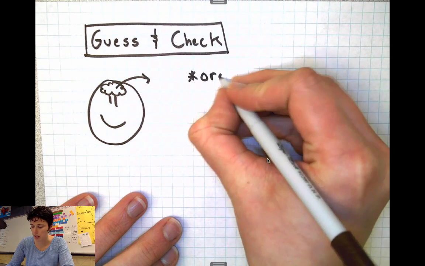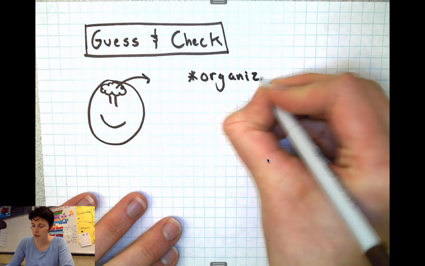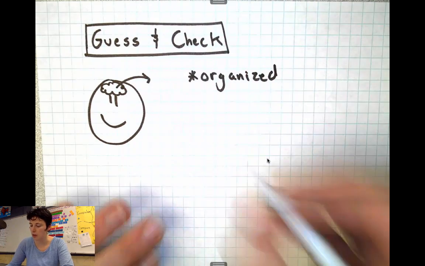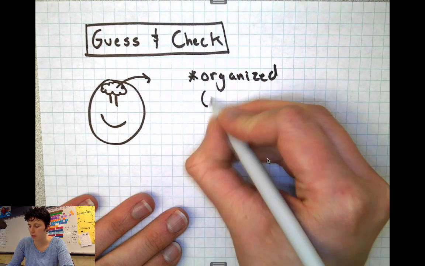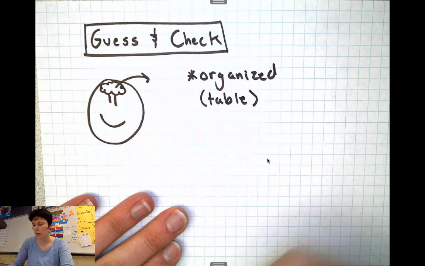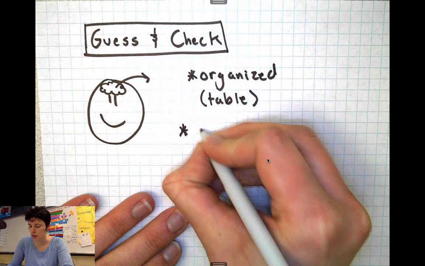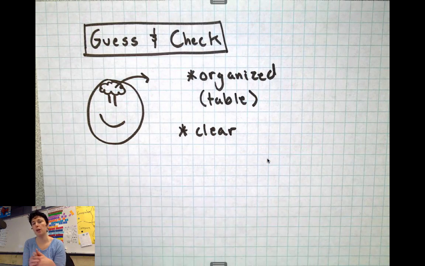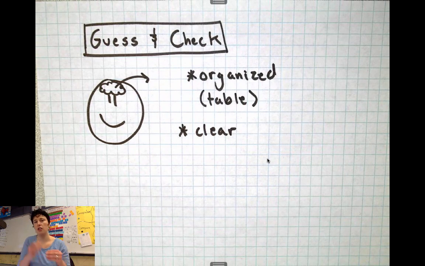So you want to be organized. And a lot of times we like to use a table to do this. So when I say organized, I'm really thinking about a table that somebody can understand. You want it to be clear. You want a stranger to be able to pick up your paper, look at it, and know how you thought about a problem. But remember, really what it is, you are guessing an answer and checking to see if it's right. So it is a little process of guess and check, just like its name is.